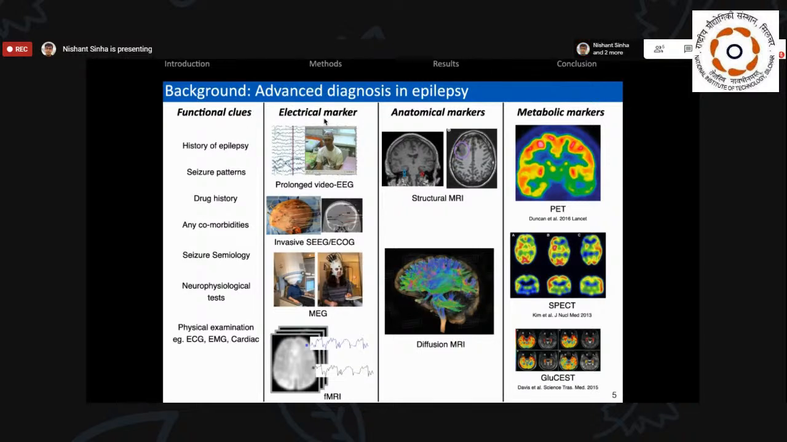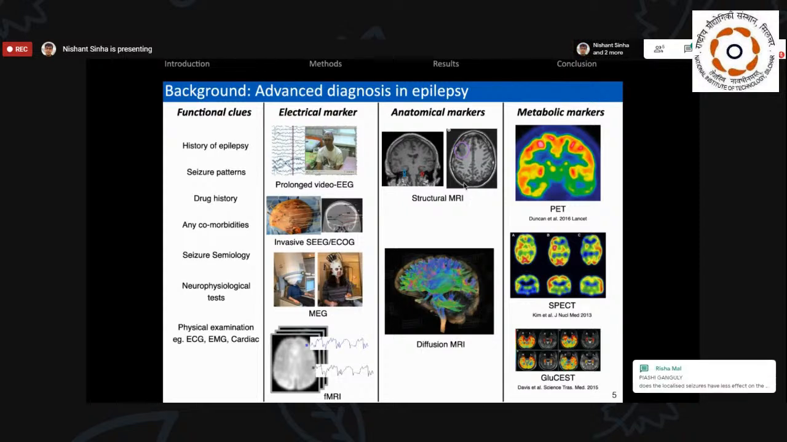The other type of data that would be acquired are the electrical markers. This can be a prolonged video EEG recording or an invasive recording from SEEG or ECoG electrodes, in which the electrodes are placed directly inside the brain. In some centers, there is now also a facility for magnetoencephalographic recording or fMRI recording. These recordings are essentially different electrical markers, and they collect the time series data from the brain.